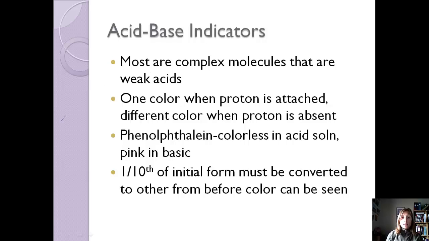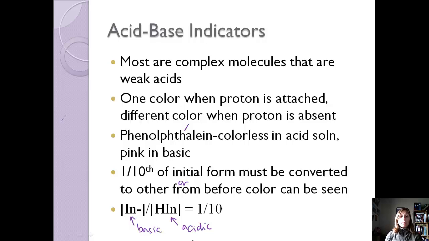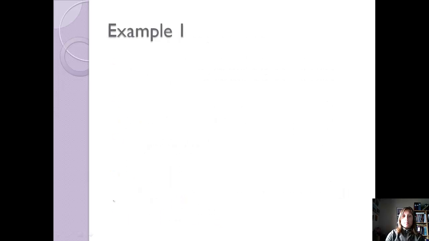Oh, and I see a spelling mistake. This should be form, not from. And so here's our equation. In- stands for the basic form of the indicator, and HIn stands for the acidic form of the indicator. Now, usually, because we are titrating an acid, our initial form is the acidic form, and so then we have 1/10 of that being In-.